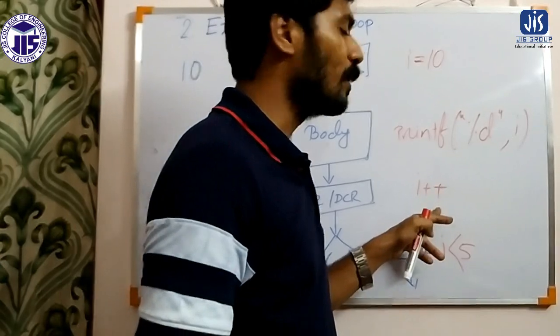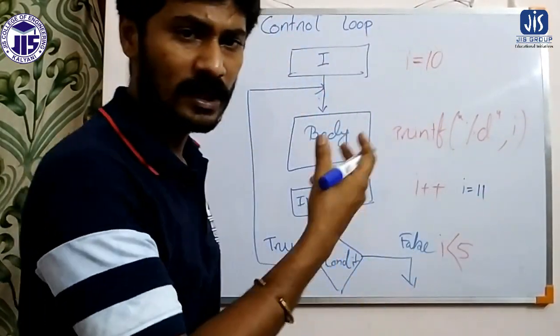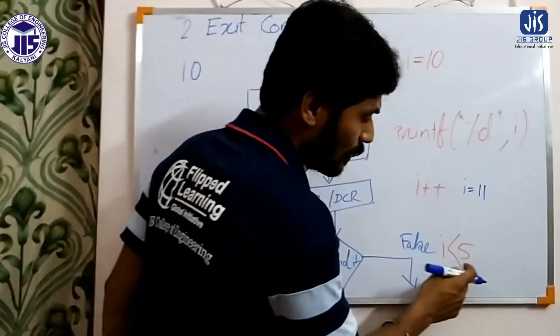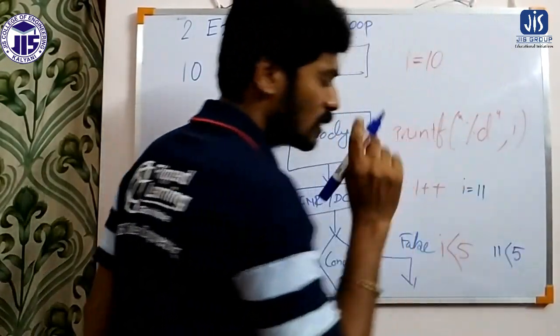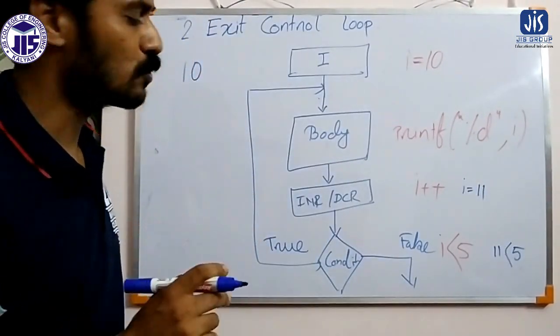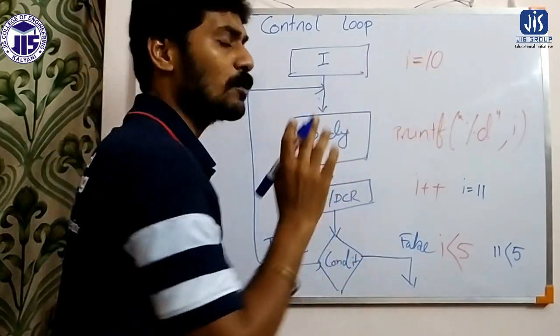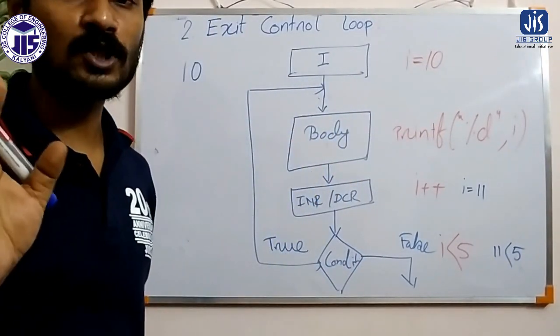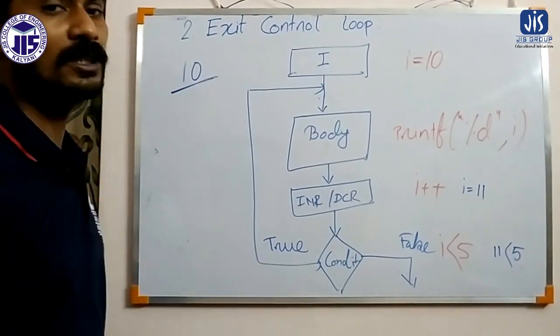Then the value of I will increase, and here the value of I will become 11. It was previously 10, now it becomes 11. Now here we apply the condition 11 less than 5. So the condition is false. So when the condition is false, it will get out. That means the printf statement will no more execute. But what output we have got? 10. We have got the output 10.